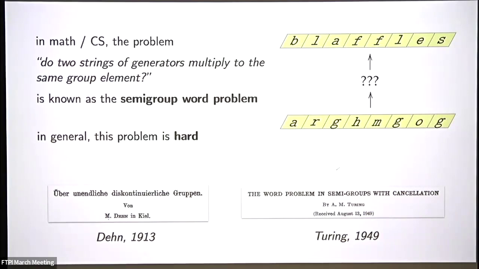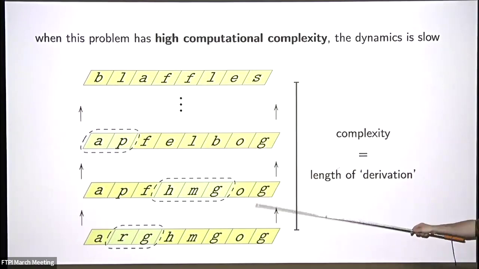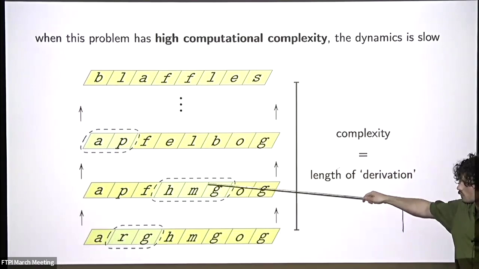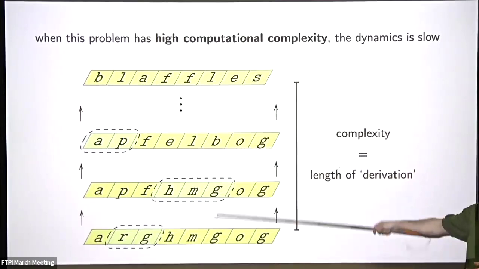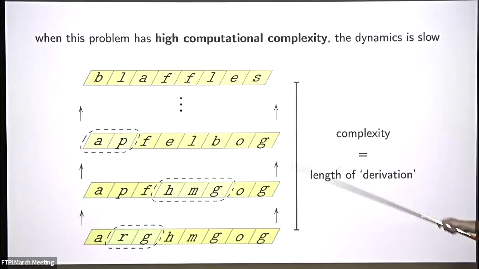So in particular, if you have some dynamics which is evolving different words into different equivalent words, then this dynamics is essentially trying to solve this problem of determining when two strings represent the same group element. And what you can show is that when this problem has high computational complexity, the dynamics is slow. So you can directly connect the dynamics of the system to the computational complexity of this problem.